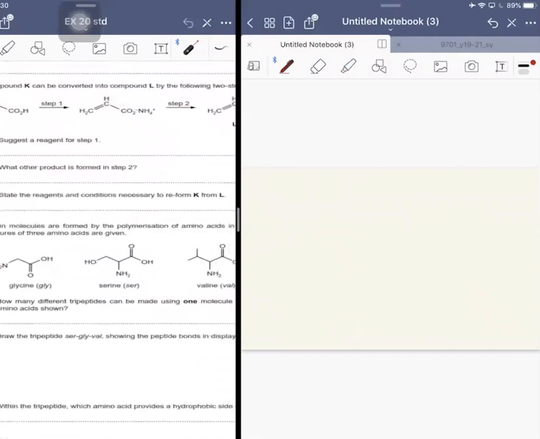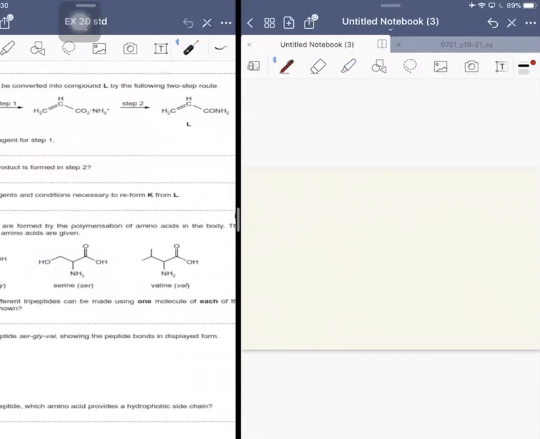How many different tripeptides can be made using 1 molecule of each of the amino acids shown? So you have to think about all the possible combinations for the formation of the polypeptide. I'm just going to call glycine G, serine S, and valine V. Let's work it out first. GS and SG are different things.